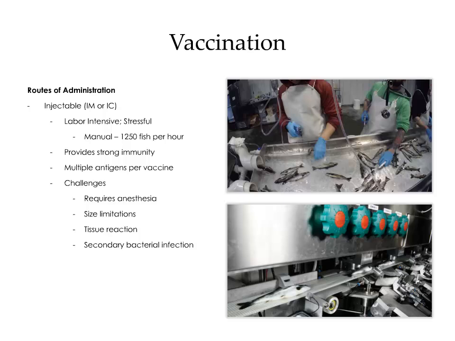However, there are certain challenges associated with injectable vaccination. Firstly, the fish need to be anesthetized. There are also size limitations, so if the fish are too small, vaccination must be delayed. Injectable vaccines can also cause localized tissue reactions. They can even be associated with secondary bacterial infection.